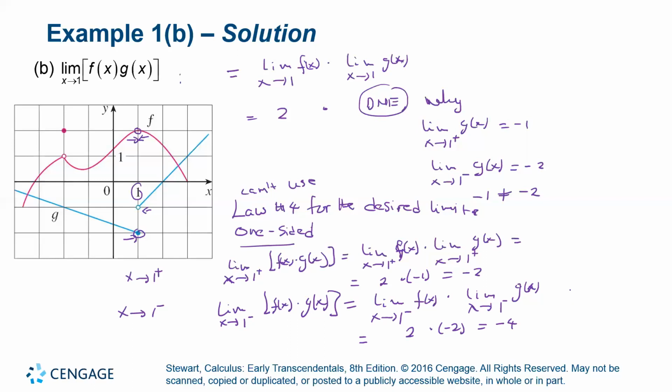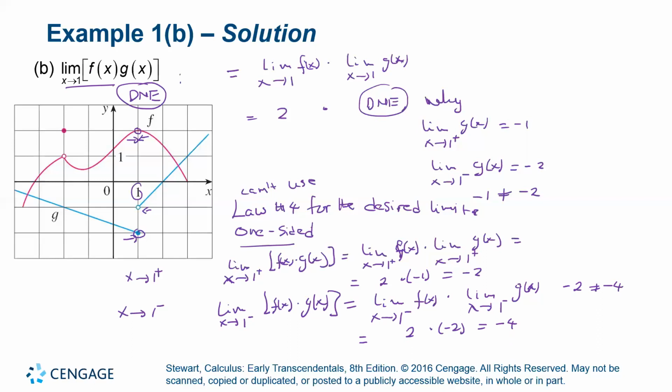So again, -2 is not equal to what? -4. So therefore, we will say that this limit does not exist. Okay, so that will be your conclusion.